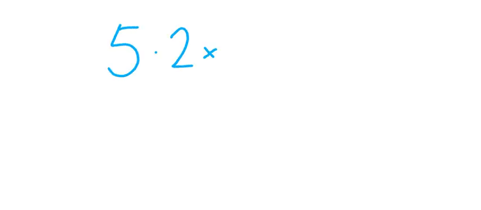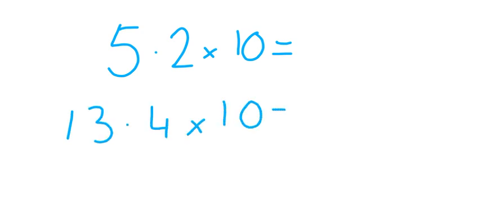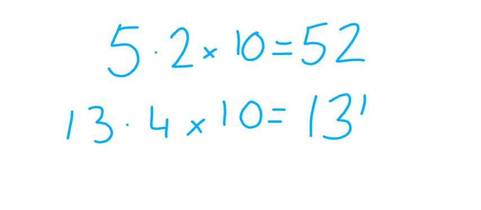Have a go at these and pause the video to see how you get on. 5.2 times 10, 13.4 times 10. Pause the video and then replay when you're ready. So 5.2 times 10, they all move up a column, it becomes 52. 13.4 times 10, all move up a column, but this time the 10 becomes 100, so it becomes 134.